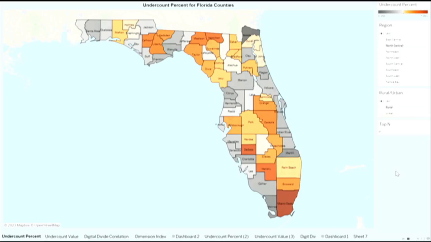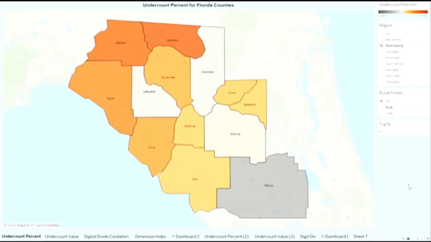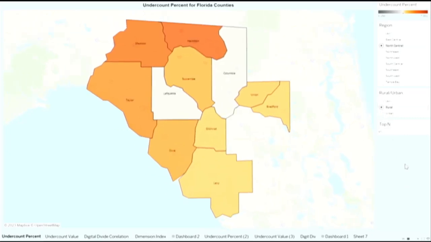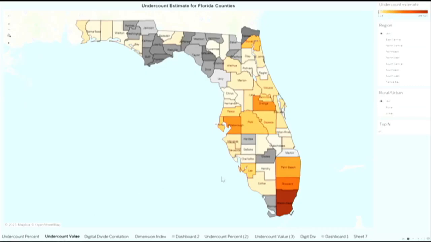Now, let us focus on the North Central region of Florida. Here you can see that most of the rural counties like Hamilton, Madison, Taylor show the higher undercount percent. Next, let us move on to our second visualization, that shows the undercount estimate. So how we got this visualization is that we took the undercount percent and multiplied with the population of each county, so that we got the actual number of the undercounted people.